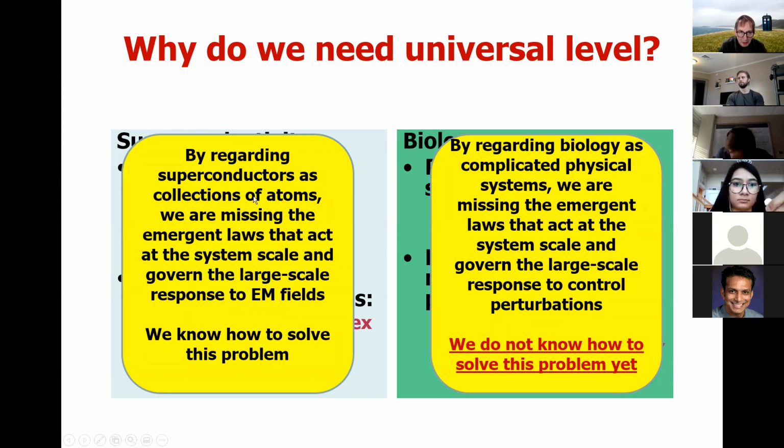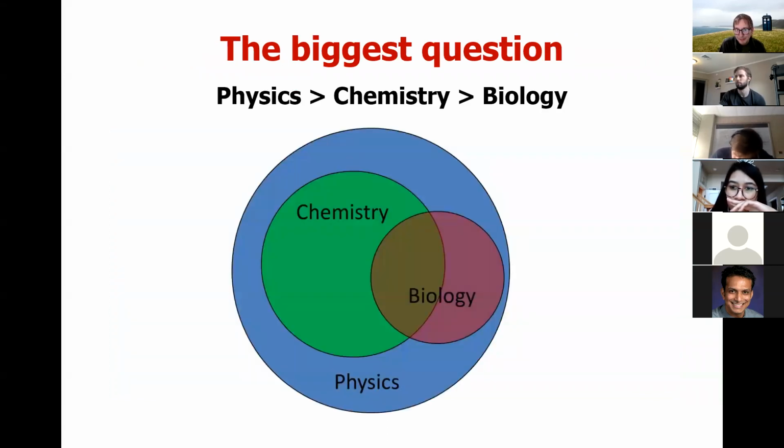So we know how to solve this problem because we have a top-level theory. We understand how to write down and describe a superconductor from the point of view of off-diagonal long-range order, symmetry, and gauge fields. We have no idea how to do this for biology, and we need to know it if we're going to understand how to control biological systems.